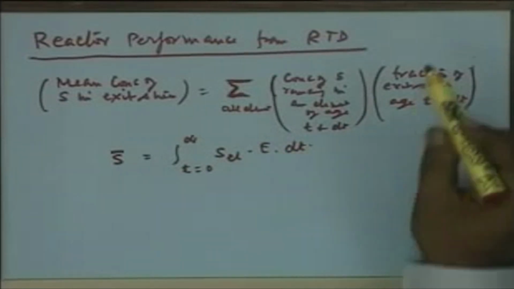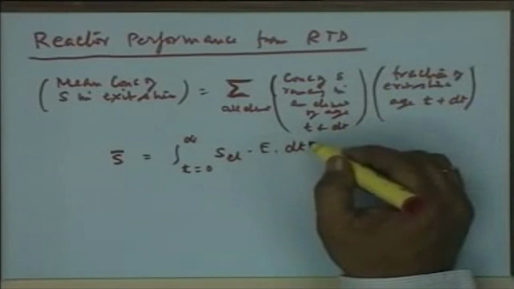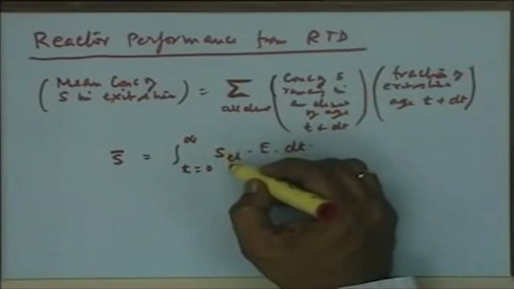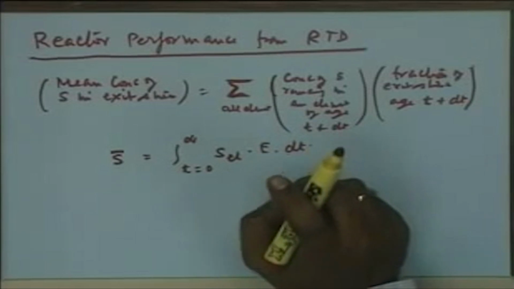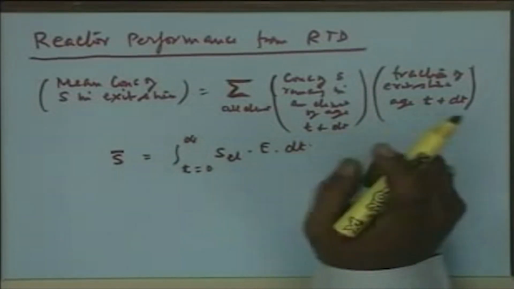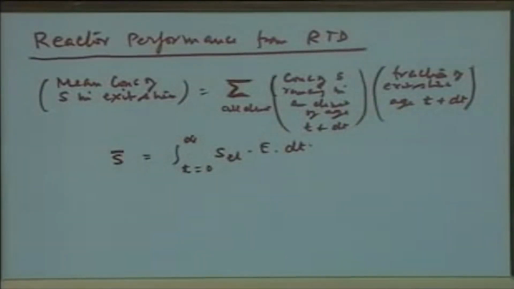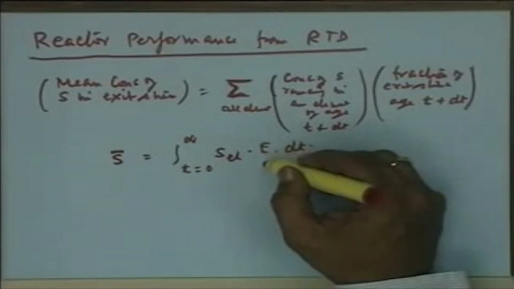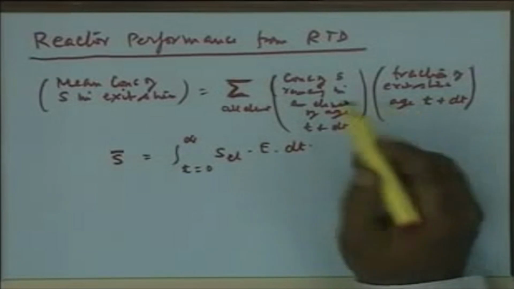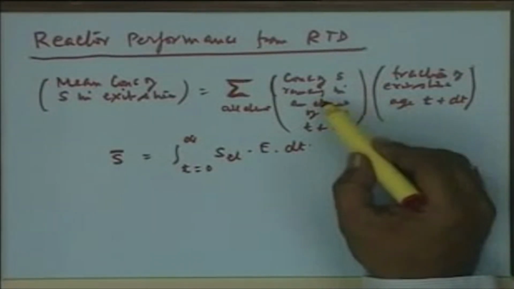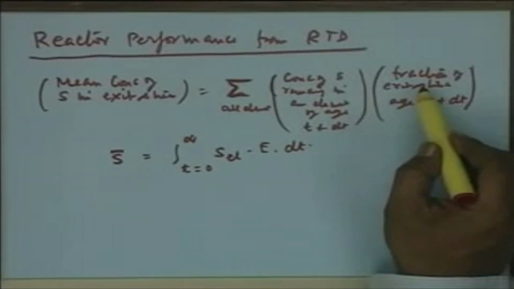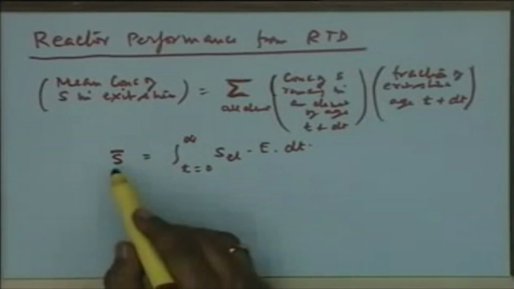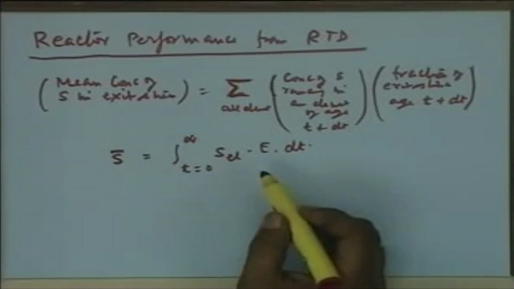Basically this is the fraction of stream E dt, and this S element is the concentration of substrate remaining in the element which is of age t to t plus delta t. Now these two terms indicate the concentration term as well as the age term in the reactor, and essentially the mean substrate concentration in the reactor will be given by this.